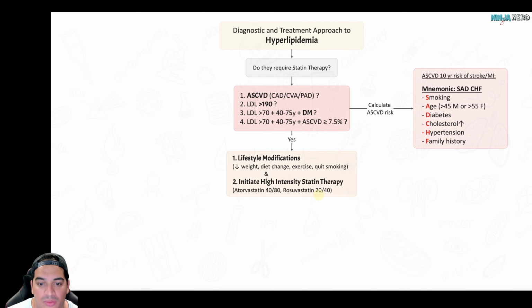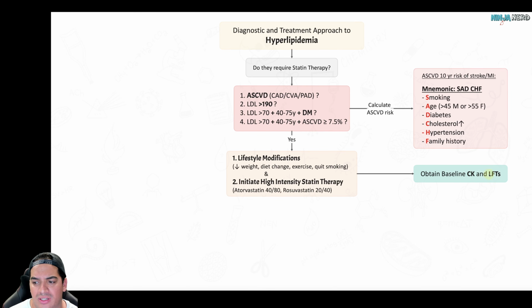But if you meet the requirements for being on them, start them on these statins, and then ask yourself the question, okay, if they're on these statins, what are the potential complications? The potential complications are based upon this statement here. One is rhabdomyolysis, and the other one is hepatitis.